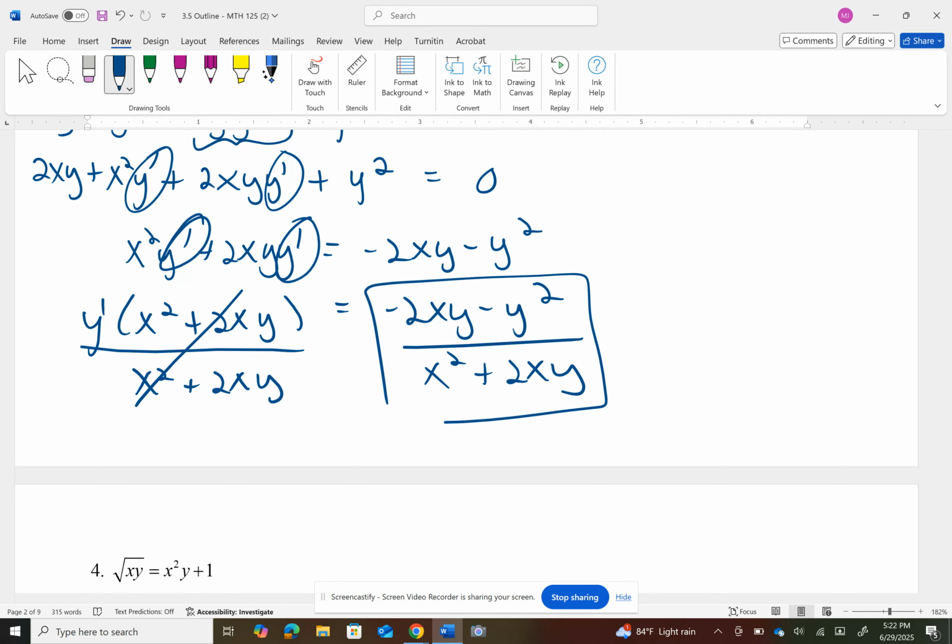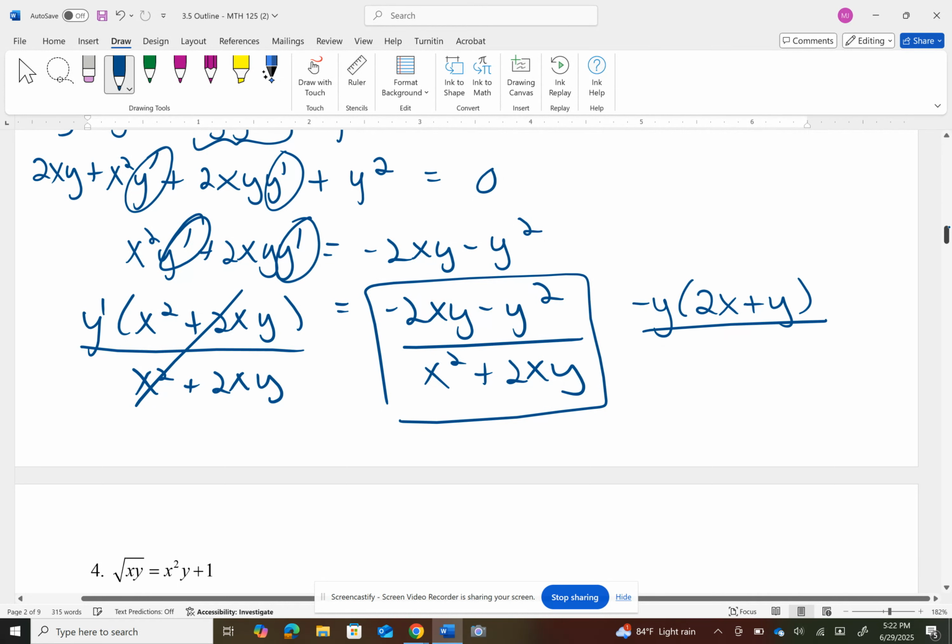Now, it kind of looks like maybe there's stuff you can cancel, but remember you can only cancel things that are factors of the whole numerator with factors of the whole denominator. And in the numerator, I could take out a y or a negative y, and I would have a positive 2x plus y left. In the denominator, what's common is an x, and I would have an x plus 2y. So really, either of these would be okay, the factored form or the form that was all multiplied out.